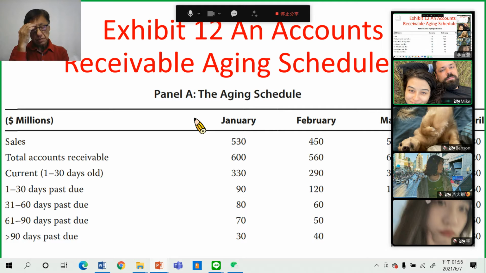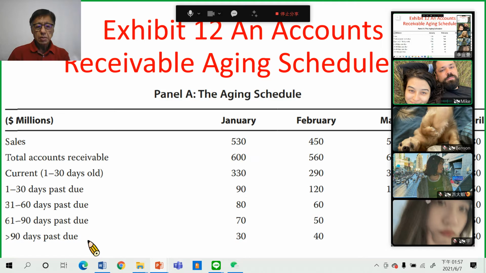So in the next slide, we can see an accounts receivable aging schedule. There are variations, of course, for each month. We can see months of January to April, sales, and total accounts receivable. This is the aging schedule, right? So we see the current accounts receivable, then the ones that are past due for the first 30 days, then 31 to 60 days, and then up to 90 days, and the last category is past due over 90 days.